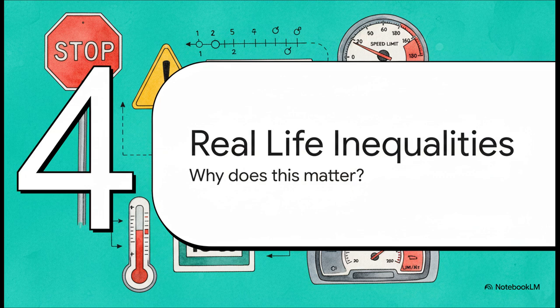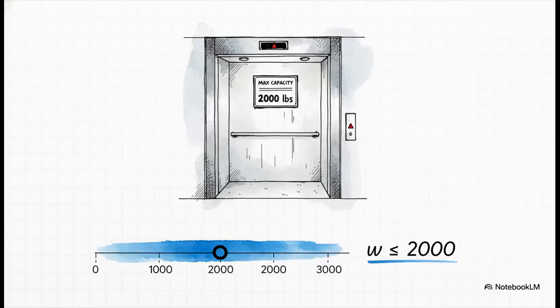So we can draw these things, but who cares? Why does any of this even matter? Well, let's bring it back to the real world, because this visual language of more than and less than is absolutely everywhere, and a lot of the time it's keeping us safe. Just think about an elevator. It always has a maximum capacity, right? Let's say it's 2,000 pounds. The weight, which we can call W, has to be less than or equal to 2,000. It can be exactly 2,000 pounds, which is why you'd use a closed circle, but it absolutely cannot be more. This isn't just a random math problem, it's a safety system that we rely on.